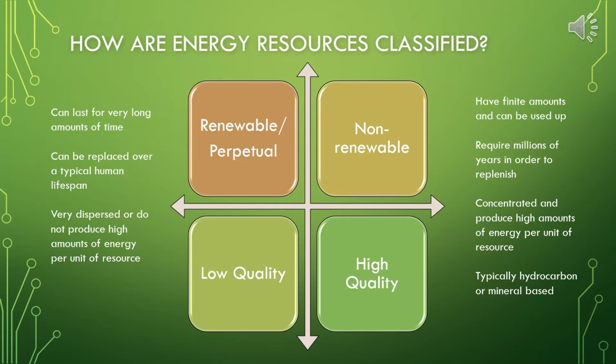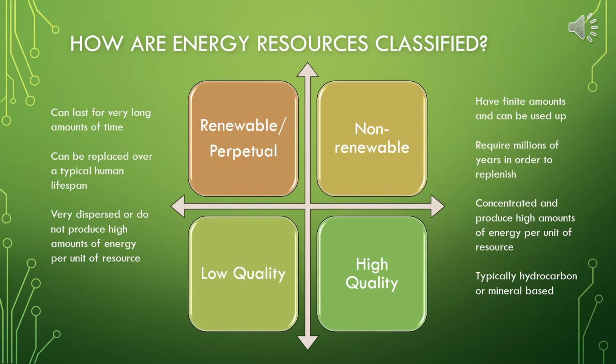Even though they are more renewable, that doesn't necessarily mean that they have a high quality. They're considered low-quality resources because they are very dispersed or they do not produce high amounts of energy per unit of the resource. This is largely because they're not available in every location around the planet, which makes them inefficient and oftentimes expensive.